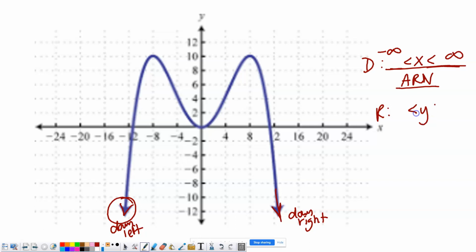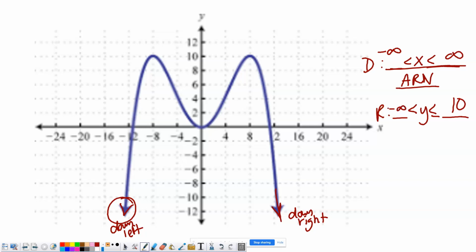Range is the y values, and we're looking at the lowest and the highest point. Let's start with the highest point. That's pretty easy. What's the highest point of this graph for y? It's 10. And does it actually reach 10? Yes. There's no open dots there, so it actually touches 10. Now, how far down does the graph go? It never stops. It's infinite.